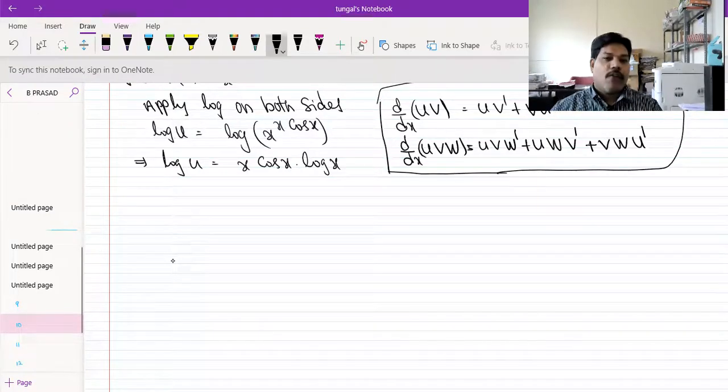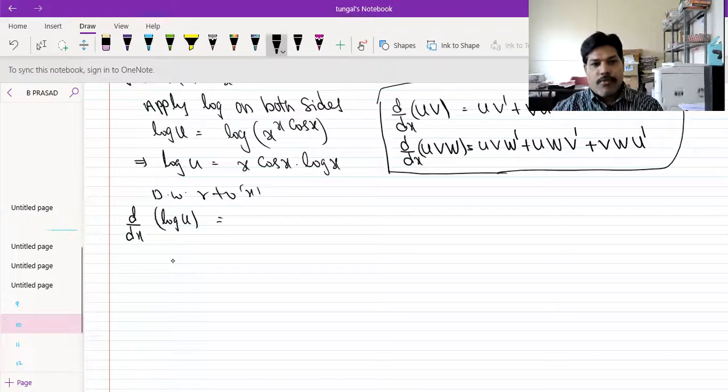Okay. So here you have to understand that this is also 1, 2, 3. Three functions are there. So that's why I am going to use this formula here. So I will differentiate with respect to x. What happens? That is nothing but the derivative of log u is equal to the derivative of x cos x into log x. So you have to understand this: this is u, this is v, and this is w.